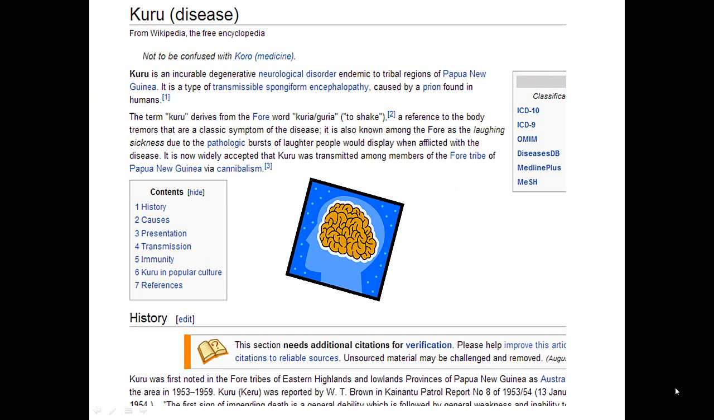Now, cannibalists, pay attention. Back in the day in Papua New Guinea, there was a tribe of cannibals that ended up eating, so they did this for ceremonial reasons, ended up eating a brain that had prions in it. And so a lot of people got sick with a disease known as Kuru. And as you can see in the information, it causes pathologic bursts of laughter and other things that you really don't want to have to deal with. So if you are considering becoming a cannibal anytime soon, just avoid the brain area because you don't want to get kuru.